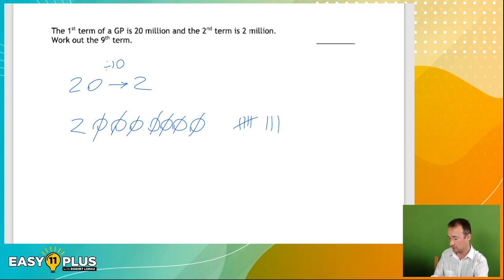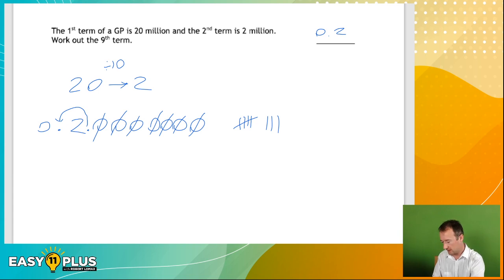Oh, hang on a second. We haven't any noughts to take off, and we need one more term. How do we divide 2 by 10? Well, we've got the decimal point here at the moment. We need to take it across one more place. So put it there. So it's going to be 0.2. So the answer is 0.2.